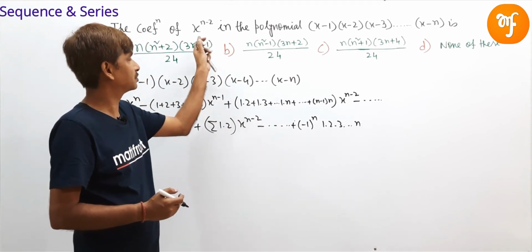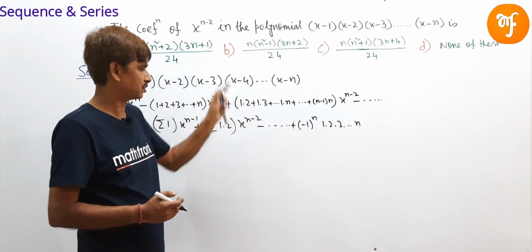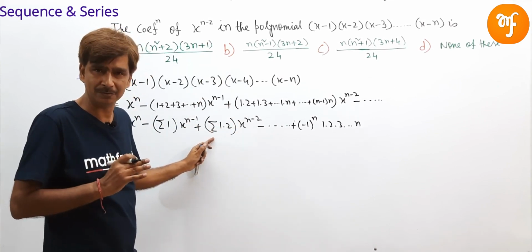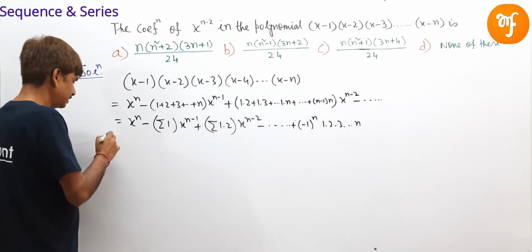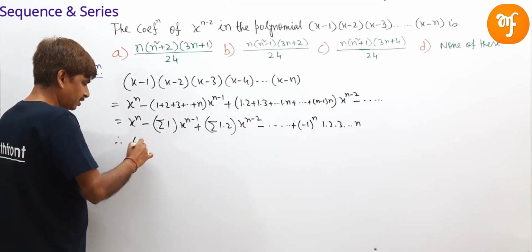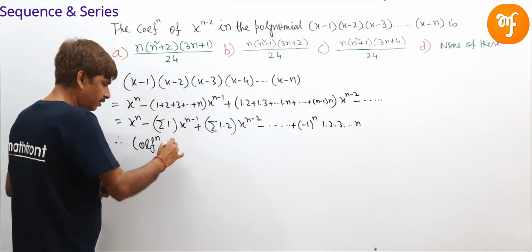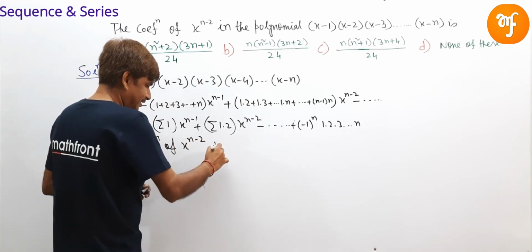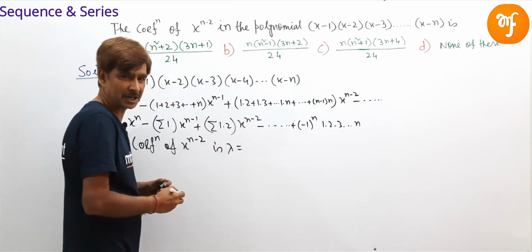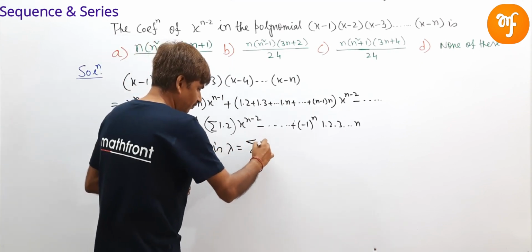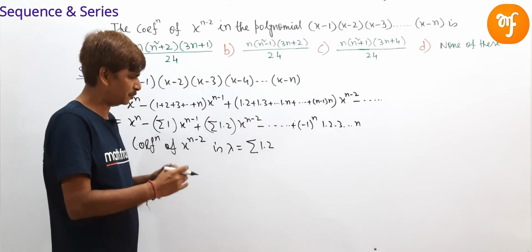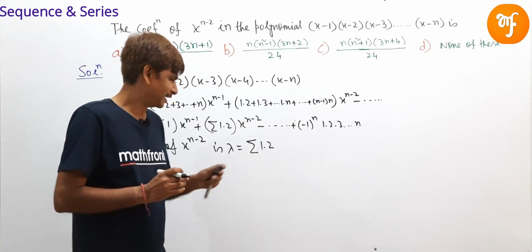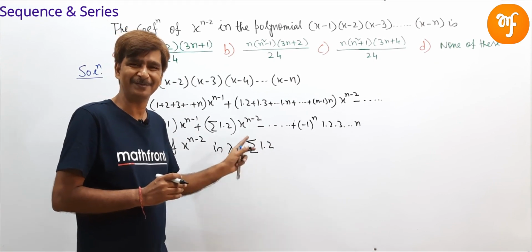As we need the coefficient of x to the power n minus 2, it is basically summation of 1 into 2. Okay. So we are writing, therefore, the coefficient of x to the power n minus 2 is lambda, equal to summation of 1 into 2. So we have to just find the value of summation of 1 into 2. Okay. Now look how we can find the value of lambda.